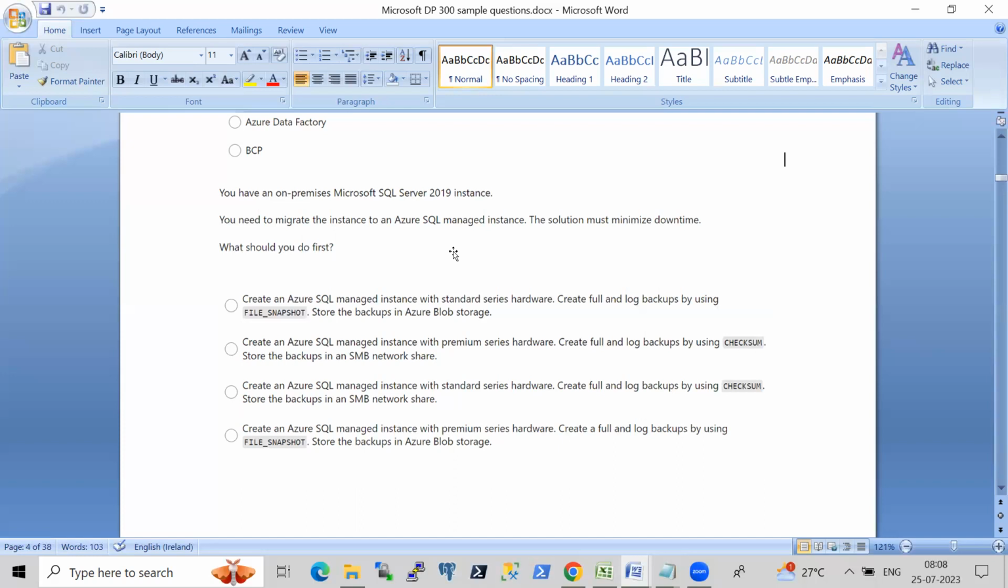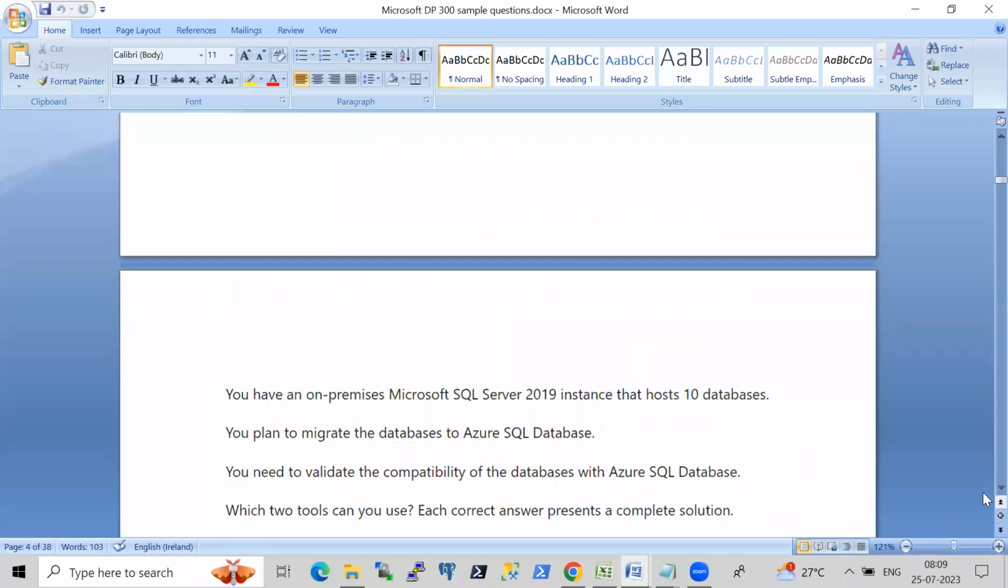So with our knowledge, if you have the concepts, straight away I can ignore 1 and 4 because they don't have the checksum option. And between 2 and 3, I have to choose 2 because it says minimum downtime, meaning I have to have premium series, because premium series supports online migration. So this is the reason that we have to choose the second option. Any questions? Okay. If there is silence, I believe everyone is understanding, or you're not able to understand anything. So only two options. Let's move on to the next question.